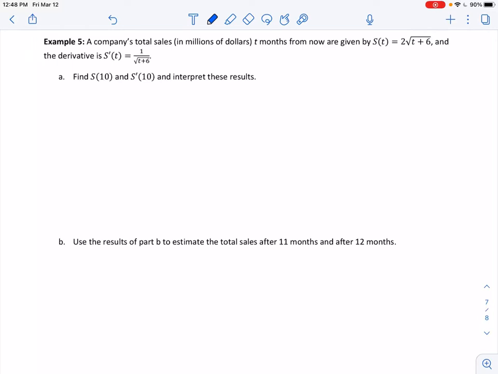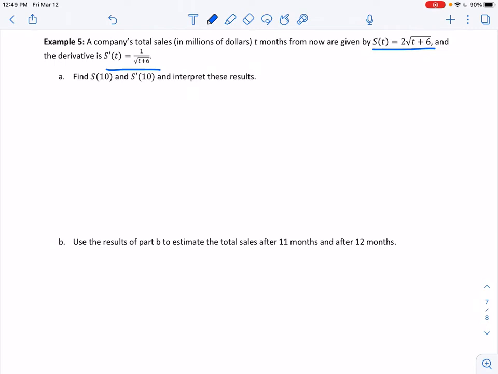In this example, I want to really make sure that we understand the difference between what our original function tells us and what its derivative tells us, because they do have two very different interpretations. So here we have a company's total sales in millions of dollars t months from now are given by the function s of t equals 2 square root t plus 6, and our function's derivative is s prime of t is equal to 1 over square root of t plus 6.